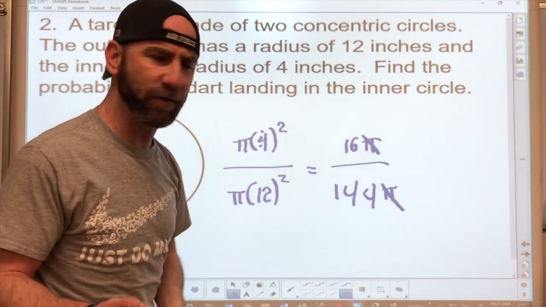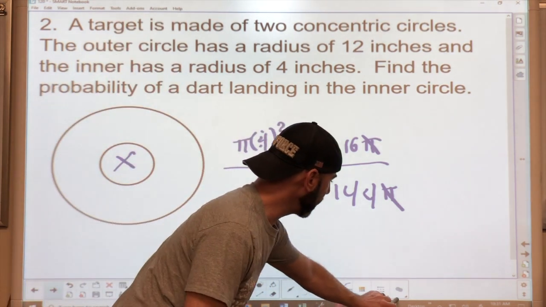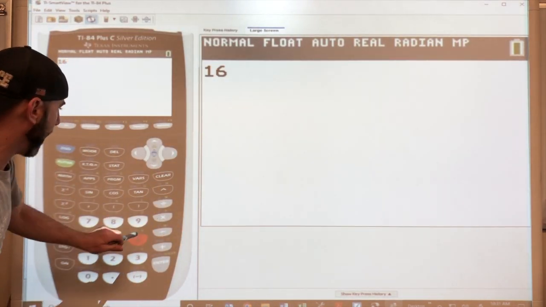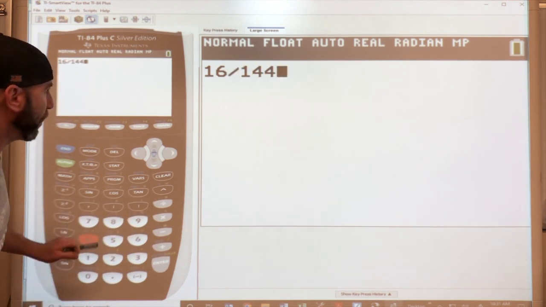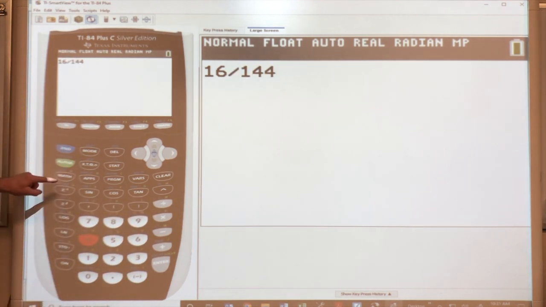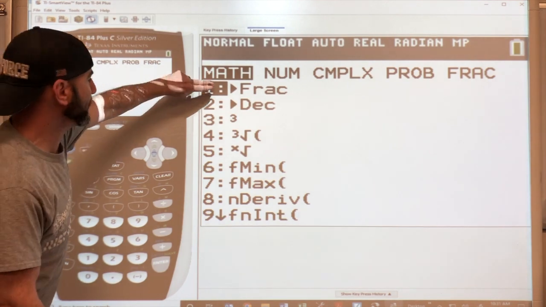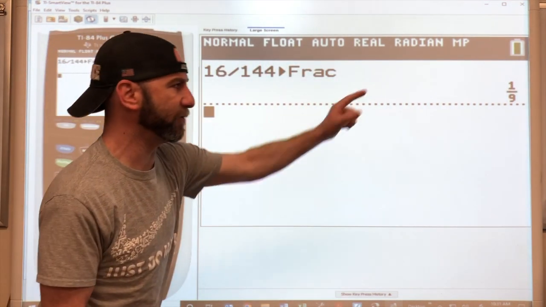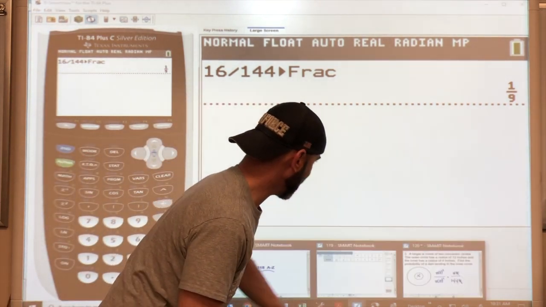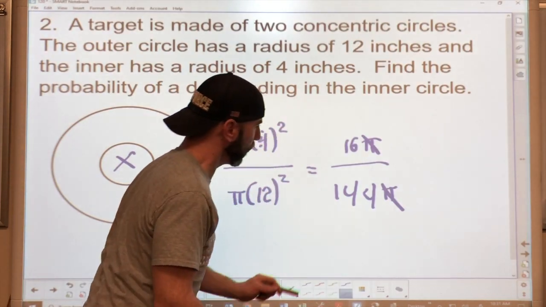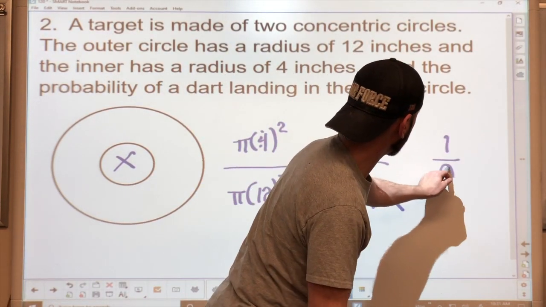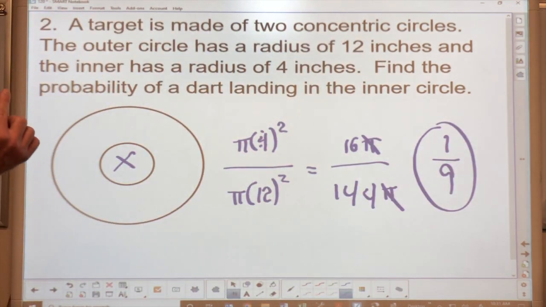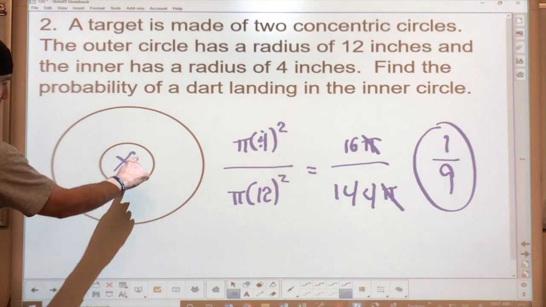Here's a recap if you forgot. Go to the calc, type in 16 divided by 144. Hit the math button over here. And you want the first option, fraction, hit enter, enter one more time, and then it reduces it for you, 1 out of 9. So, if we were to throw 9 darts, only one of them would hit the interior portion.